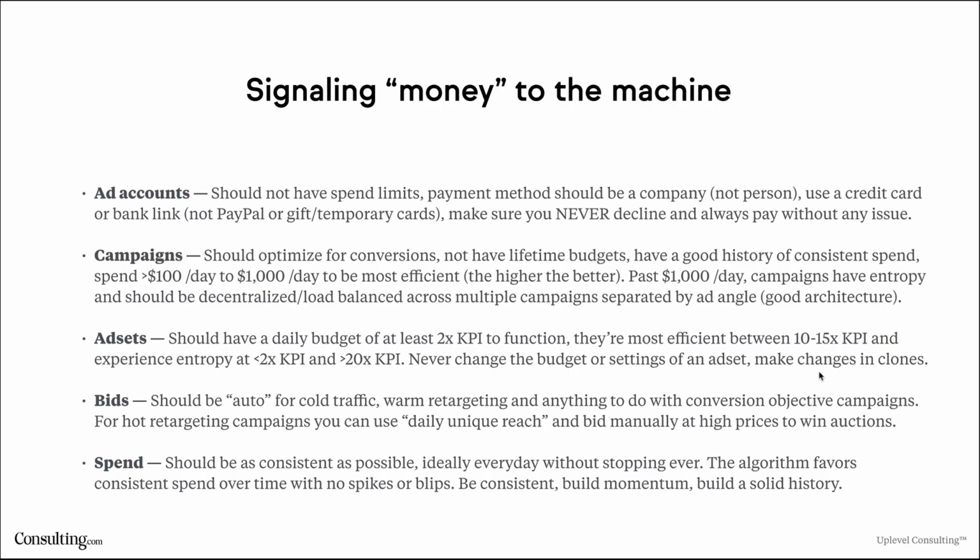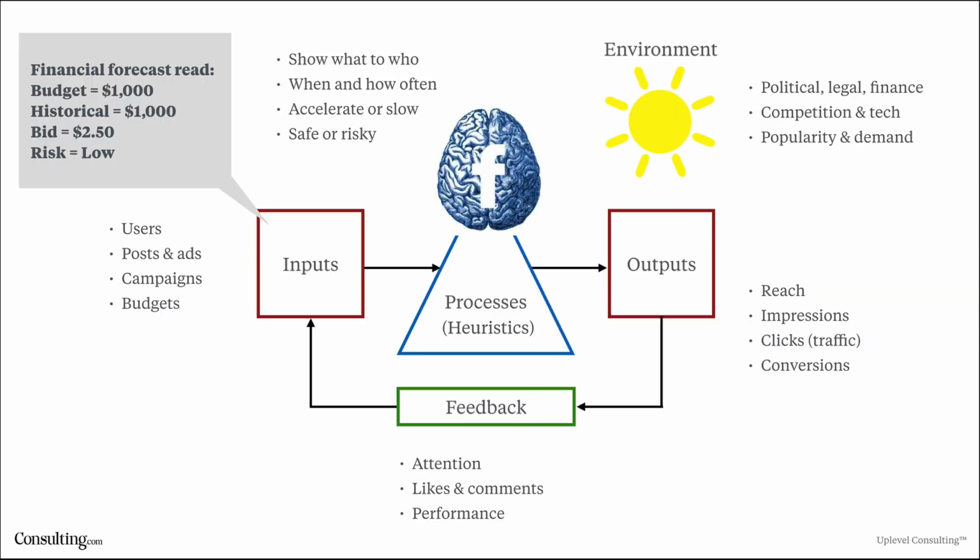Make sure you don't decline. Make sure you always pay on time. Make sure you advertise consistently. Make sure that there's no dips and spikes and no question marks. Make sure that you look trustworthy and reliable. And the best way to look like you're trustworthy and reliable is to just be trustworthy and reliable, because it is it. And when you do this, you signal these things to the machine.